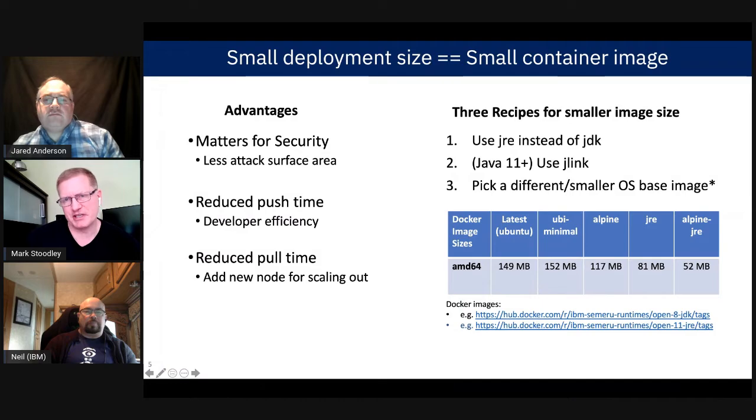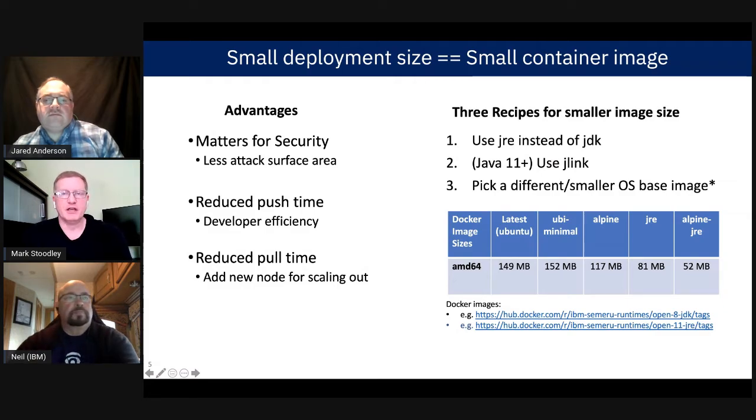There are three basic recipes that exist for making your image size smaller. The first one is that you can use a JRE package instead of the JDK package. The JDK has a number of development tools that are very useful for developers, but aren't very useful at deployment time. So there's no reason to pay the space for those when you're deploying your Java applications. The second thing is if you're using Java 11 or later, you can use JLink to eliminate the modules that you don't actually require. And again, just get rid of the bytes that aren't needed by your Java deployment.